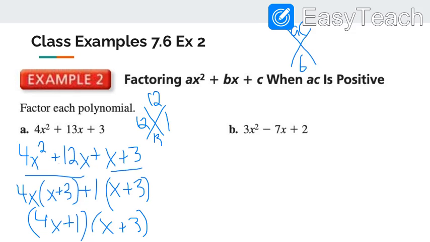Let's do that again for our next one. So for our next one we're going to do a times c, which is 3 times 2, giving us 6 on the top. But then our b value is negative 7. So we need two numbers that multiply to 6 and add to negative 7. Well, this should be pretty straightforward. This would be negative 6 and negative 1, because negative 6 times negative 1 equals positive 6, and negative 6 plus negative 1 equals negative 7. So we're going to take this value of negative 7x and change it into negative 6x and negative 1x. So we'd be left with this.